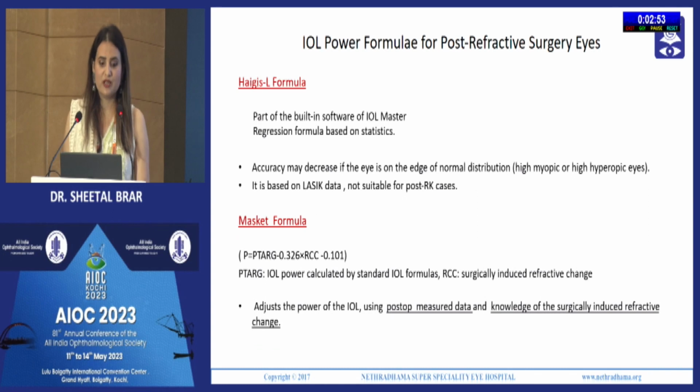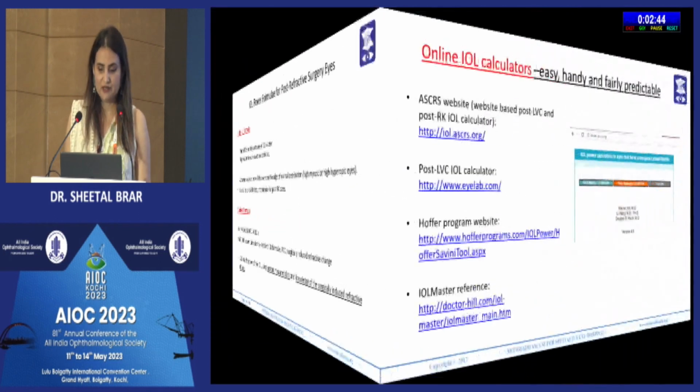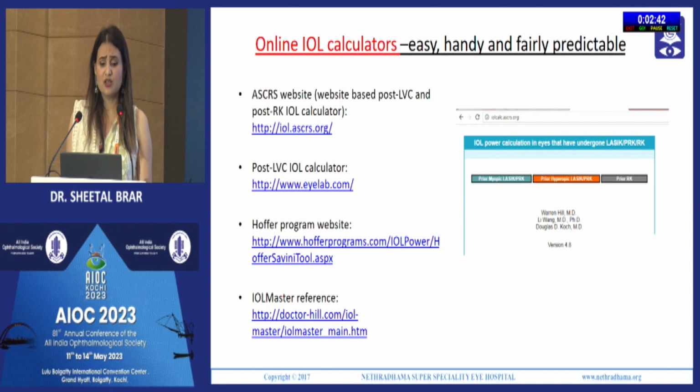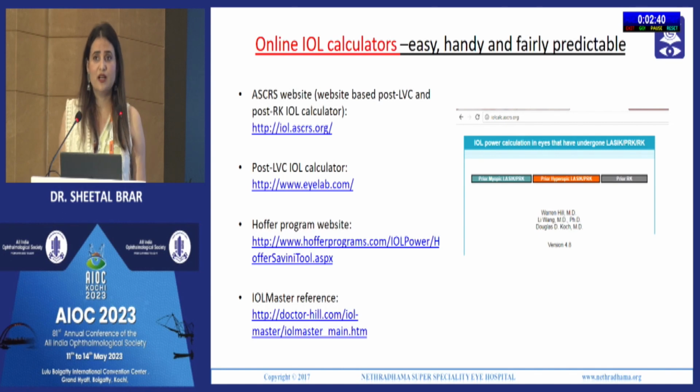And then we also have the Masket formula, which adjusts the power of the IOL using post-op measured data and knowledge of the surgically induced refractive change. Now, online IOL calculators have made our life very easy. They are fairly predictable and handy to use. You can find these formulae on different websites: iol.ascrs.org, ilab.com, the Hoffer program website, and the drhill.com website.